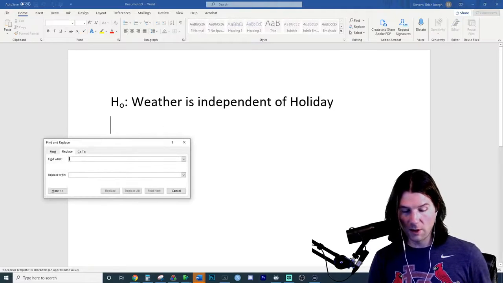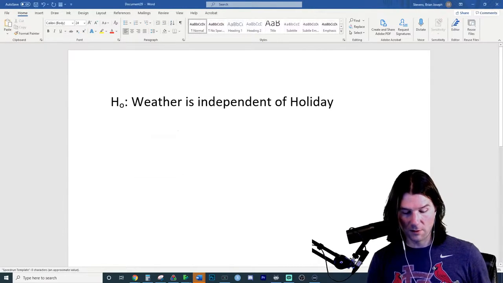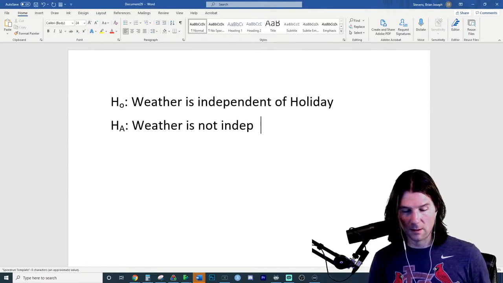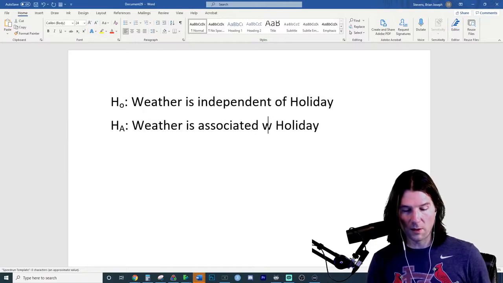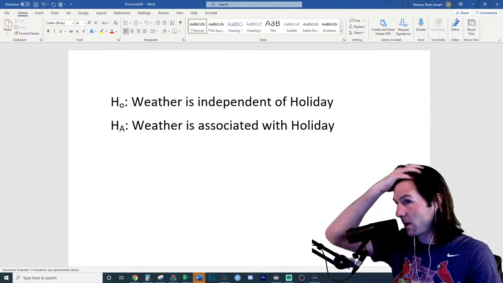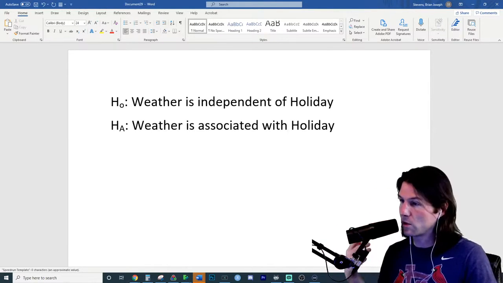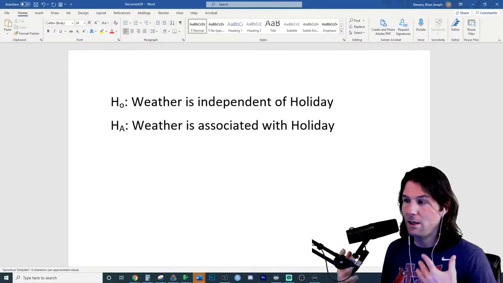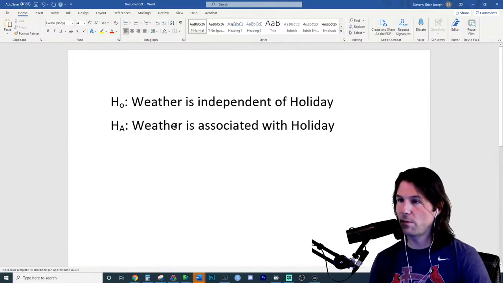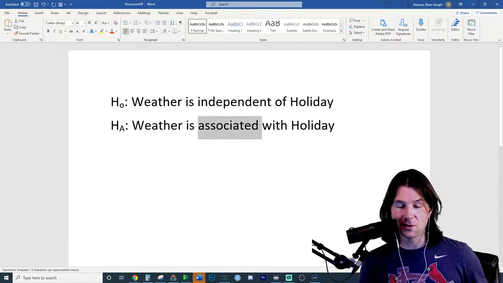That's it. Alternative hypothesis is going to be weather is not independent of holiday. You can also say is associated with. That's another way of doing it. So it's either independent or there's some sort of association, some sort of relationship between the two variables. But the null hypothesis in a chi-square test of independence is that it's independent. But we do have different ways of stating the alternative. Another way is to say it's associated.